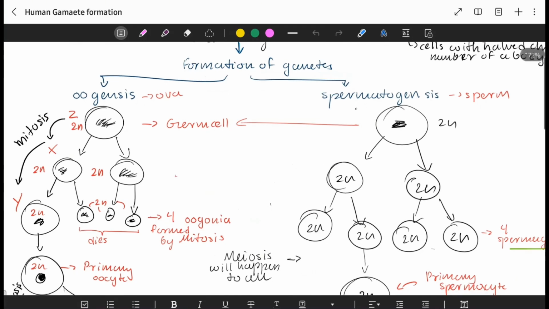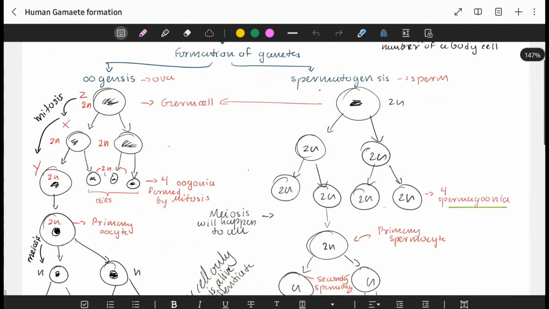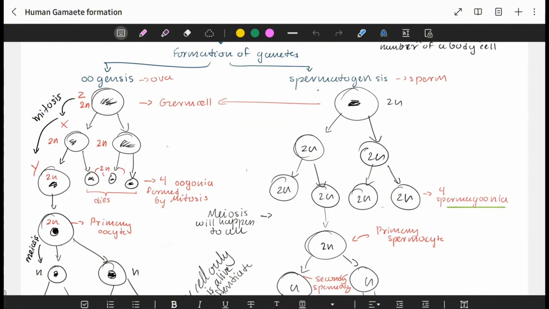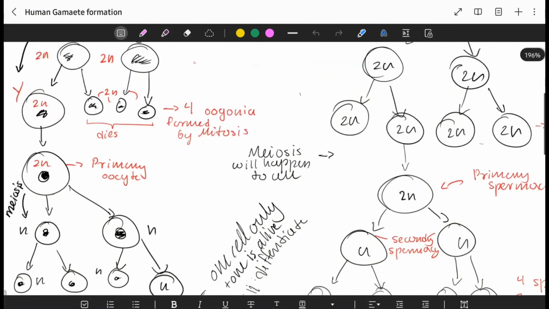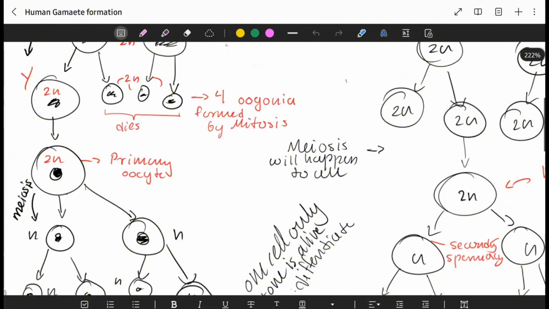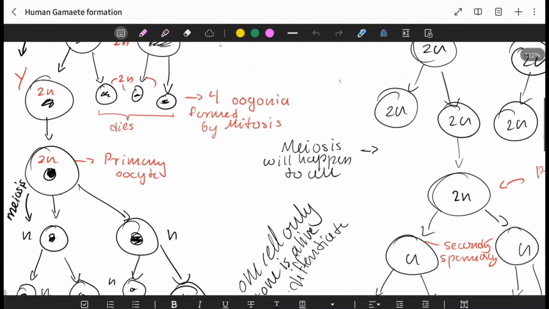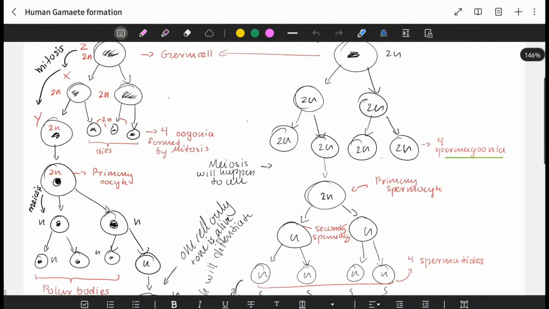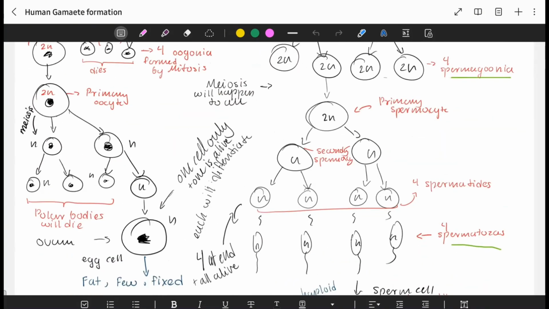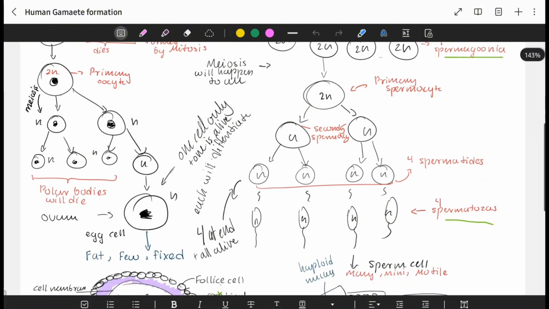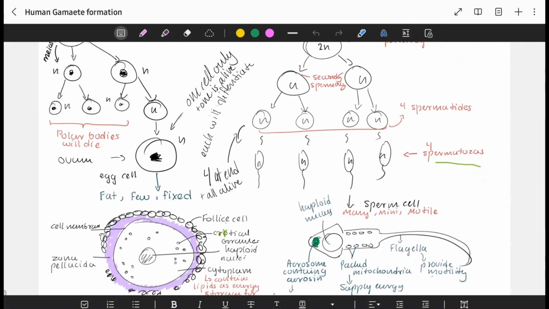So in the meiosis, they'll form four here, and only one of them will survive and the other three will die. But for sperm, there's four. The polar bodies that we know, they will die, and only the bigger one stays.